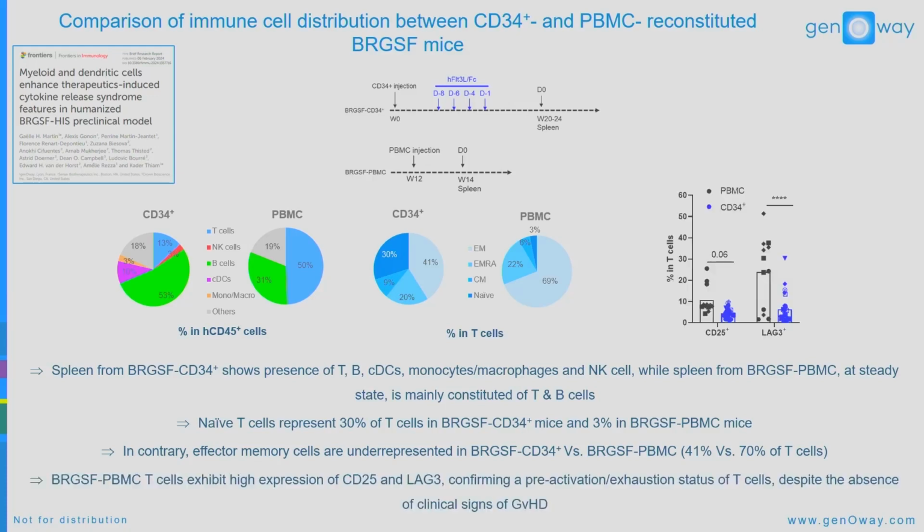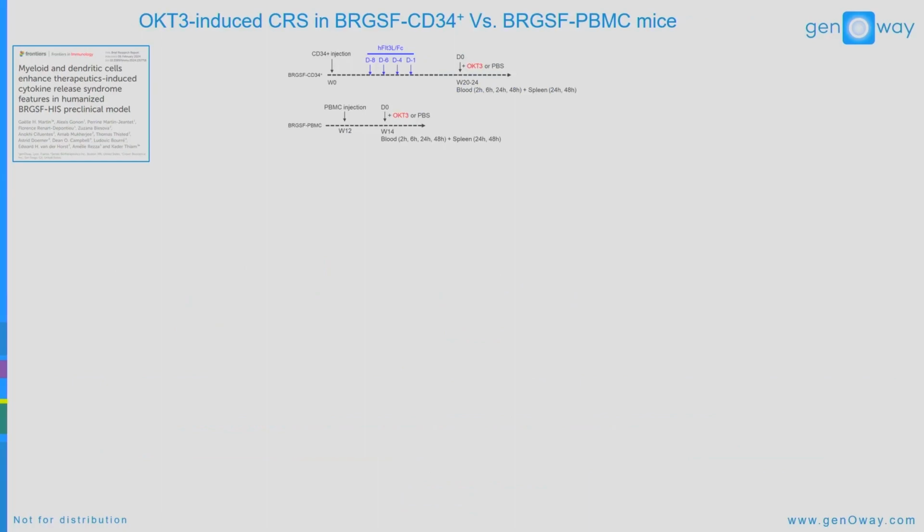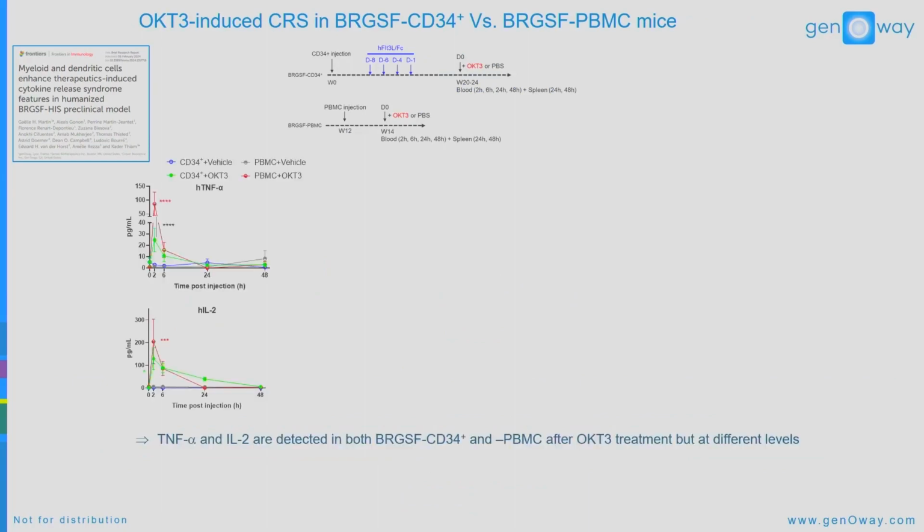Second, when looking into those cells, they are LAG3 high, CD25 high, so they are already pre-activated T cells. How does this translate in terms of cytokine profile in a CRS study? The two models were treated with OKT3, and we looked into the cytokine production. The highest levels of cytokine produced were in the PBMC model.